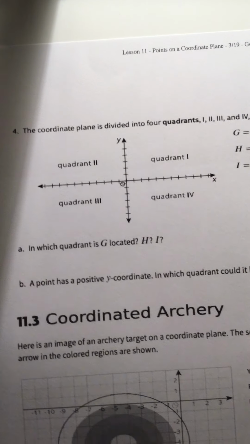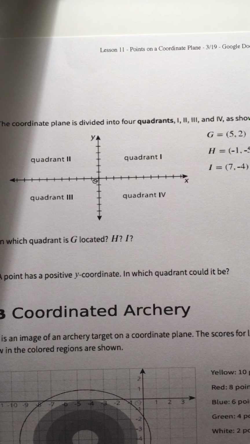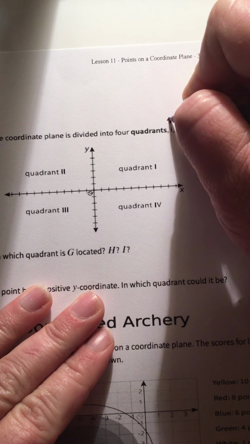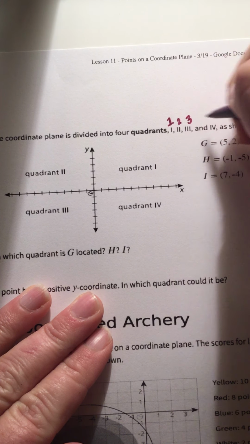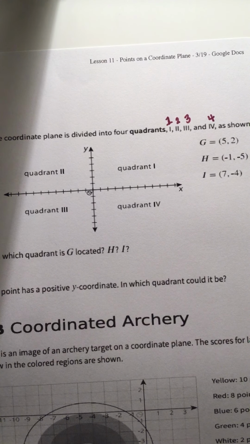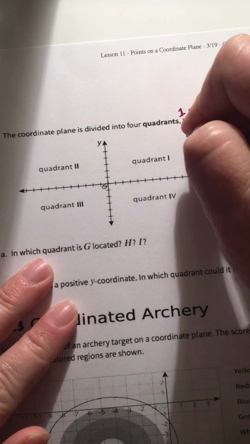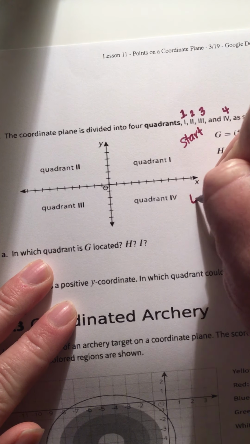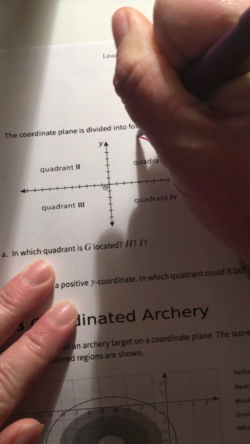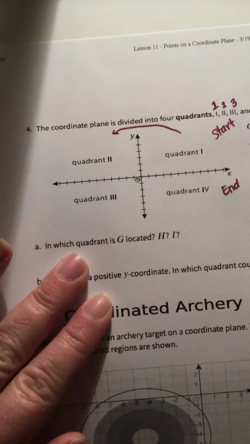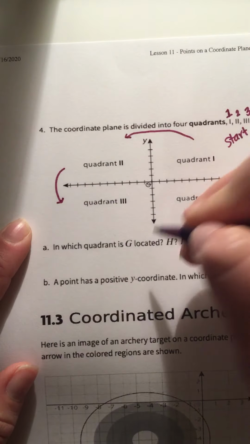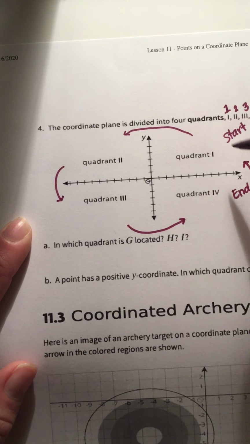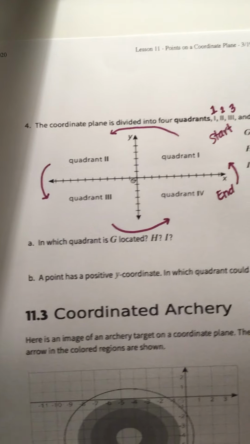So it says the coordinate plane is divided into 4 quadrants. Quadrant, just in case you don't know Roman numerals, this is 1. So number 1, number 2, number 3, and number 4, as shown here. We always start in the first quadrant and we always end in the fourth quadrant, and we go this way. So you go counterclockwise, which is the opposite of the direction of the clock. So the clock goes this way. When you're doing your coordinate grid, it's going the opposite way.